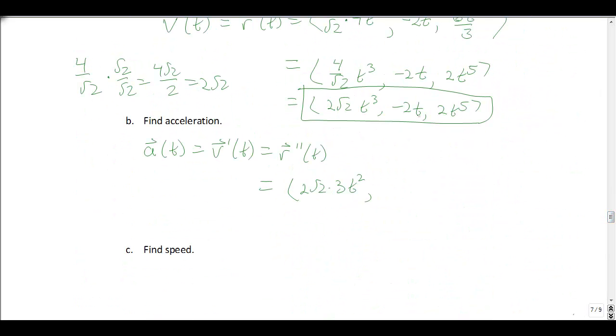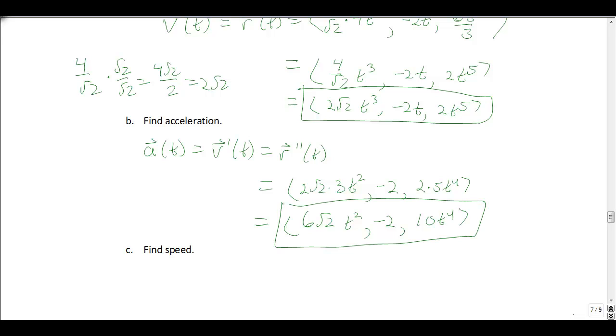And then the derivative of negative 2t is negative 2. The derivative of 2t to the 5th, that's 2 times 5t to the 4th. And so we end up with 3 times 2 is 6 square root of 2 t squared, negative 2, 10t to the 4th. So our acceleration vector is 6 square root of 2 t squared, negative 2, 10t to the 4th.